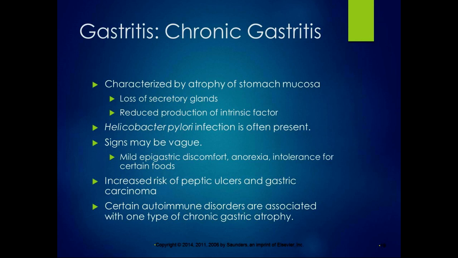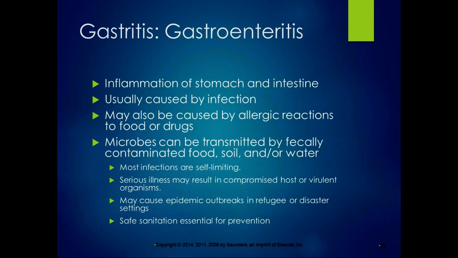The signs can be vague with chronic gastritis. It can be mild epigastric discomfort, lack of appetite, intolerance for certain foods. There's an increased risk of peptic ulcers and gastric carcinoma. And certain autoimmune disorders are associated with one type of chronic gastric atrophy. So autoimmune disorders can get any tissue in your body, and this happens to be just another one. With gastroenteritis, the difference between gastritis and gastroenteritis is that gastritis involves the stomach and gastroenteritis involves the stomach and intestine.